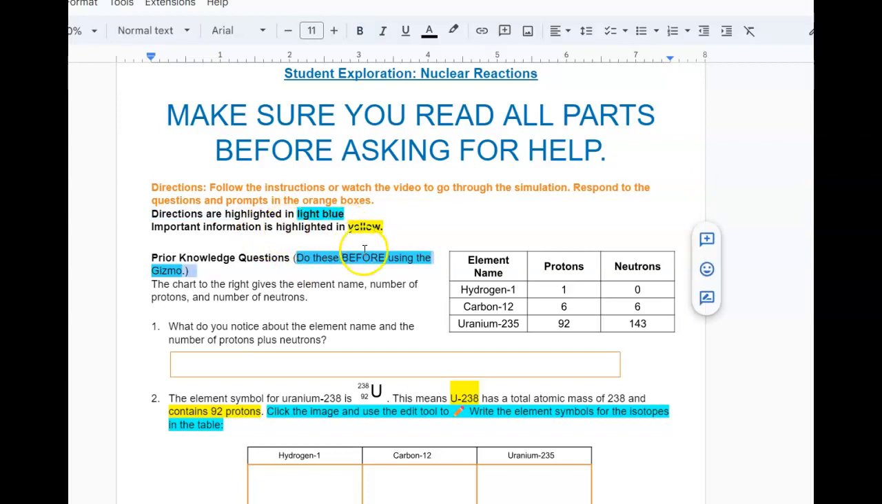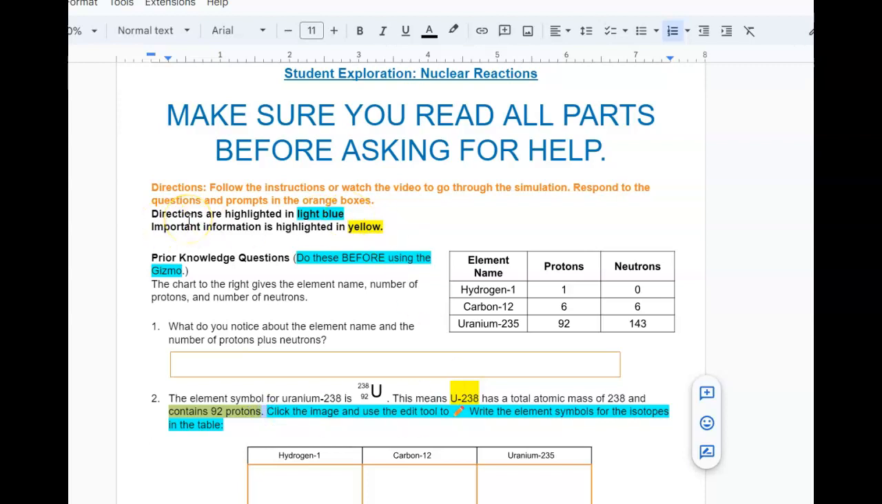Important information is highlighted in yellow. This doesn't mean write it in your summary table in the yellow box. It just means the important stuff is in yellow. Like this U238, that's important. That's an element, and it says contains 92 protons. So that's important information for you.